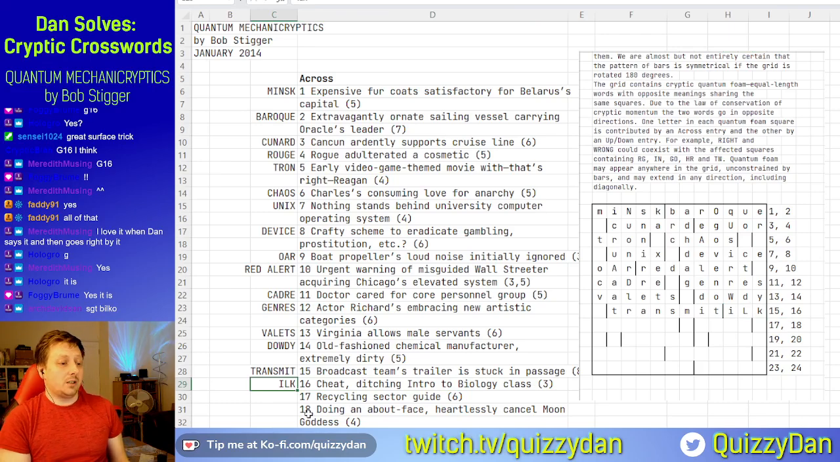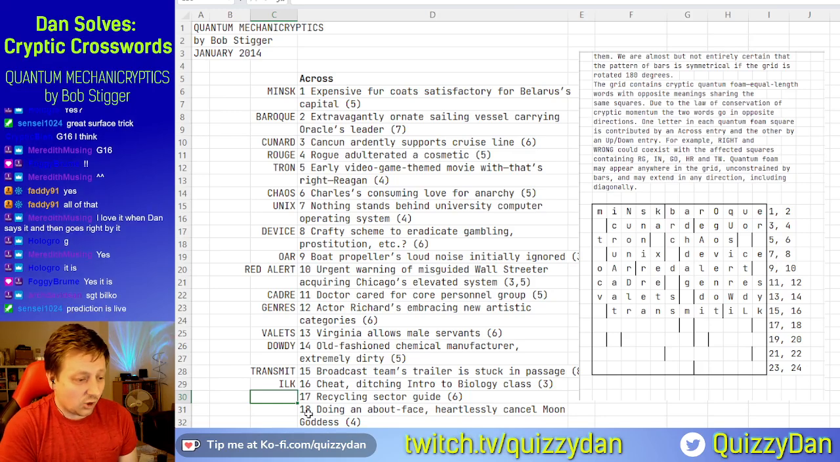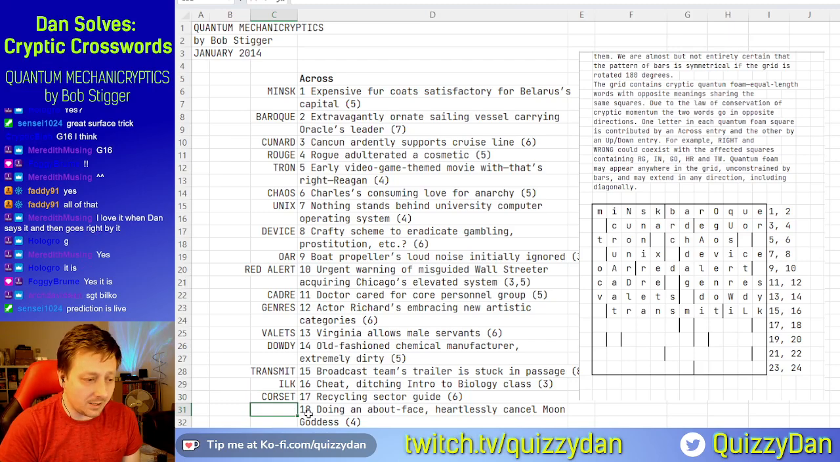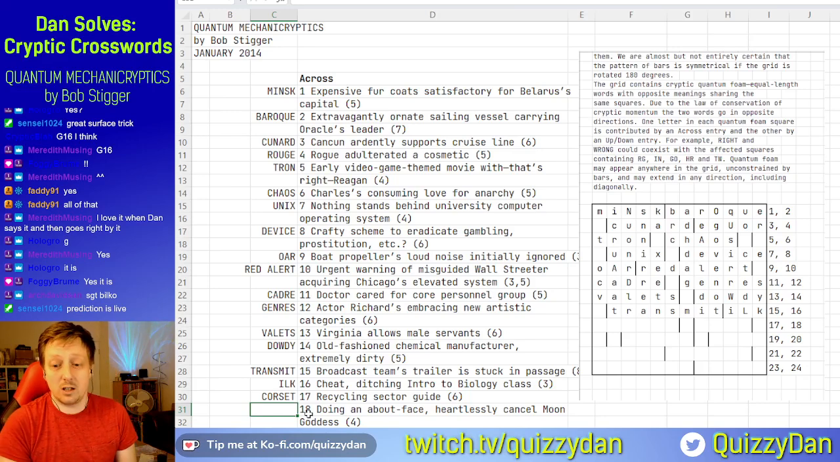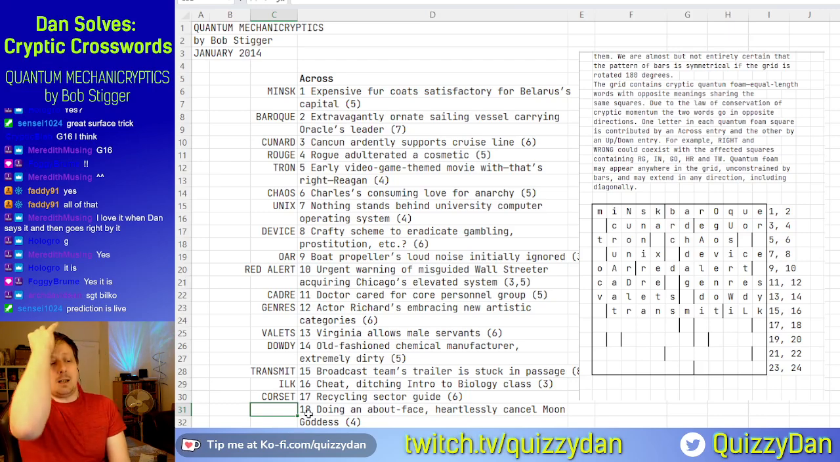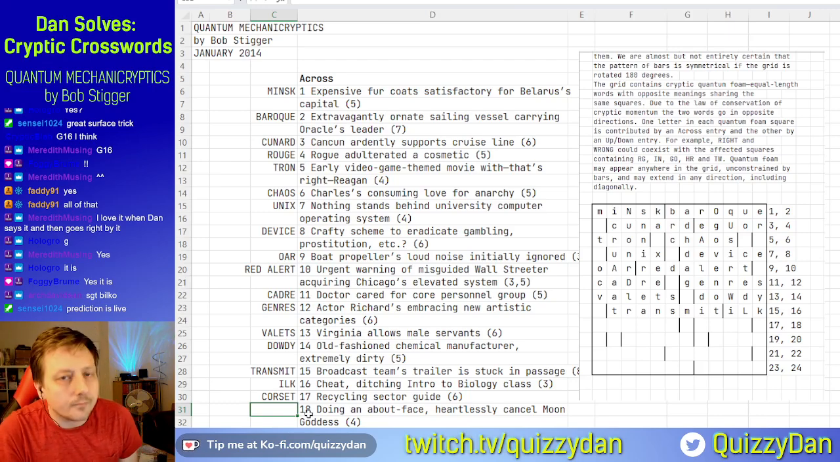Well, there we go. Recycling sector guide. Is corset a guide? I guess a corset is a guide, because recycling feels like anagram indicator, and an anagram of sector is corset. Is that a guide? Is that your guide? Are we happy with corset? What is the lowest right square? Go for it.